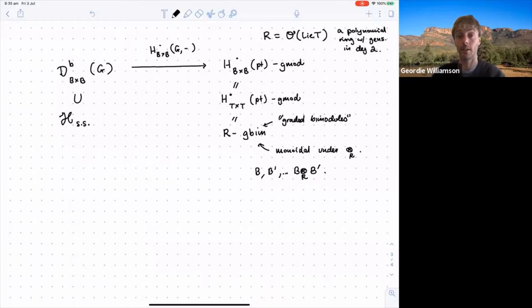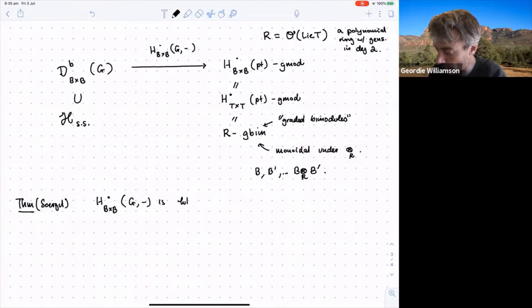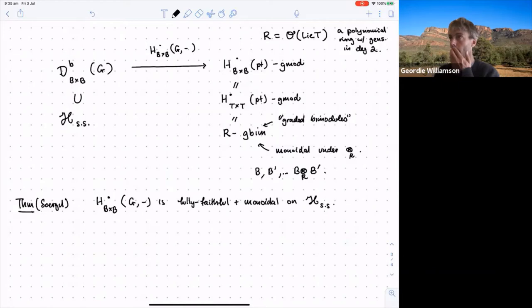So the following theorem is remarkable, and I hope it also seems remarkable. This is Soergel's theorem: the functor H of equivariant hypercohomology is fully faithful and monoidal on semi-simple complexes. Hence this category of semi-simple complexes admits an embedding inside graded R bimodules.